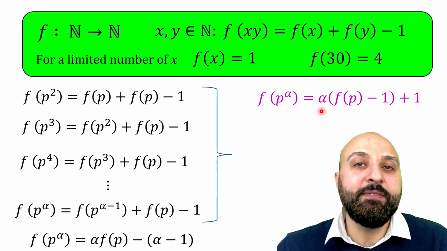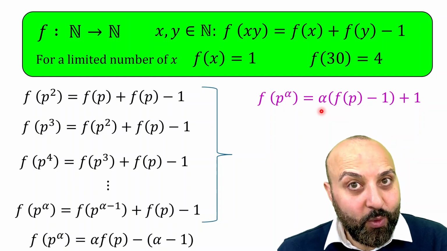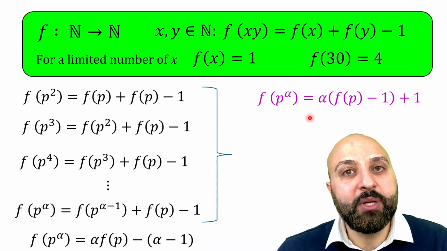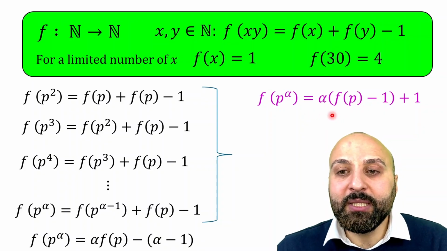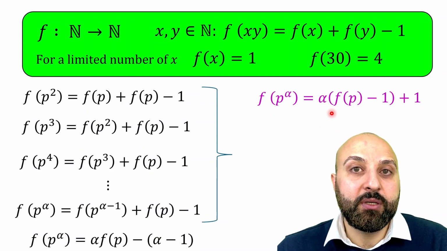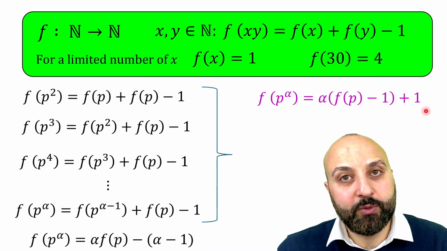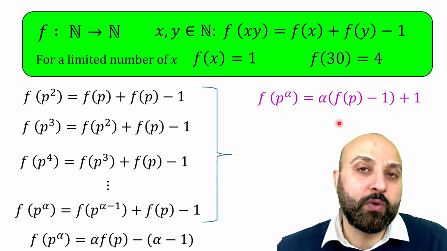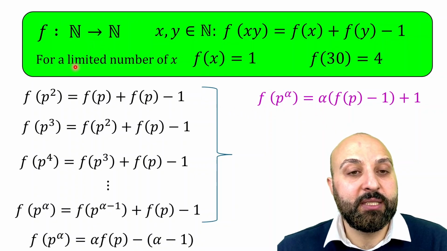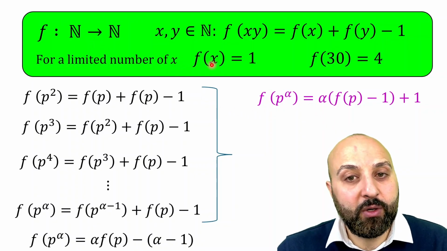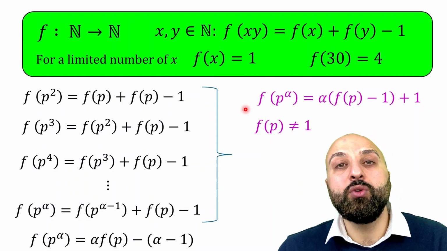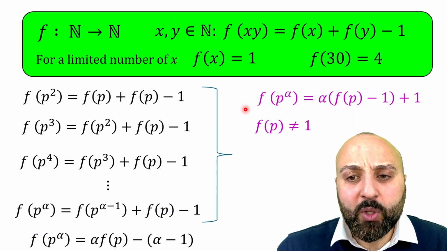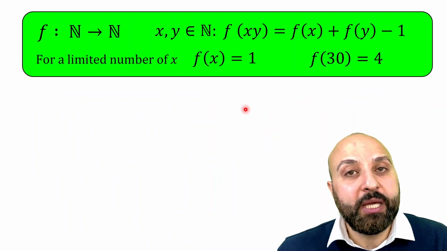Now this is important because if we select any number p that is not equal to 1, and assume that f(p) is equal to 1, then this term becomes 0, so f(p^alpha) becomes 1. In that case, it means that we have an infinite number of x that f(x) is equal to 1. And that is a contradiction because the problem says that only for a limited number of x we know that f(x) is equal to 1. Therefore, we can conclude that for any p larger than 1, f(p) cannot be equal to 1. Very important information, and now we use this one to obtain f(2).